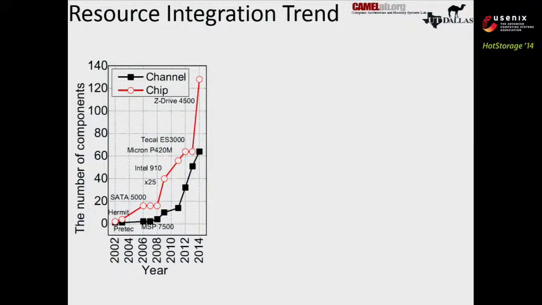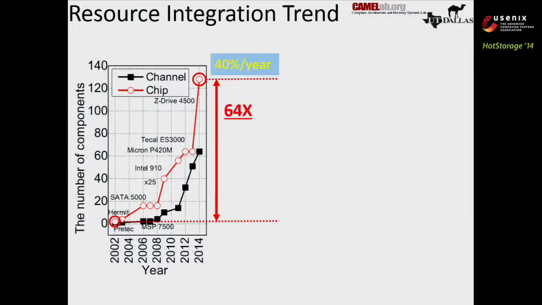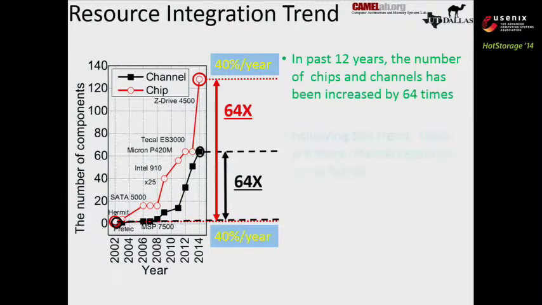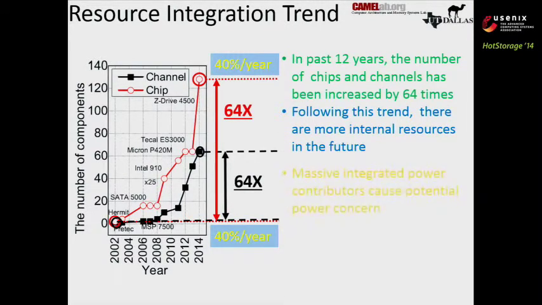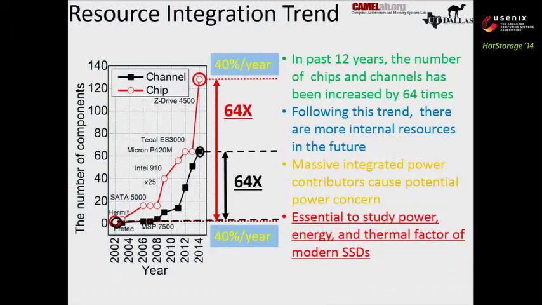These figures show the trend of key components in SSD. The red line shows that the number of chips has increased 64 times since 2002. And the black line shows the number of channels has increased by 64 times since 2002. Following this trend, we believe there will be more and more internal resources in the future. These massively integrated power contributors will cause potential power concerns. So we believe it is essential to study power, energy, and other factors in modern SSDs.